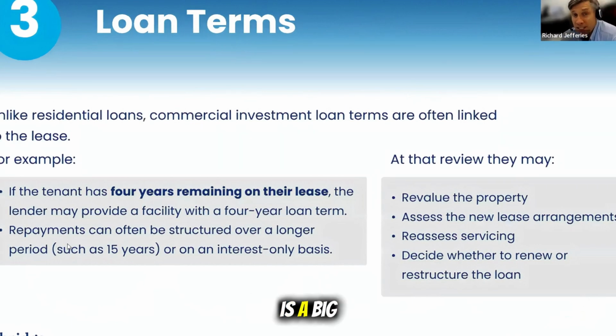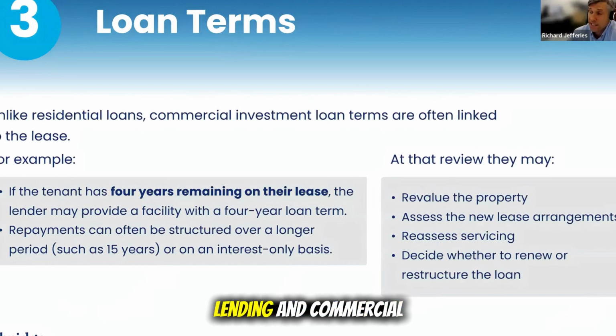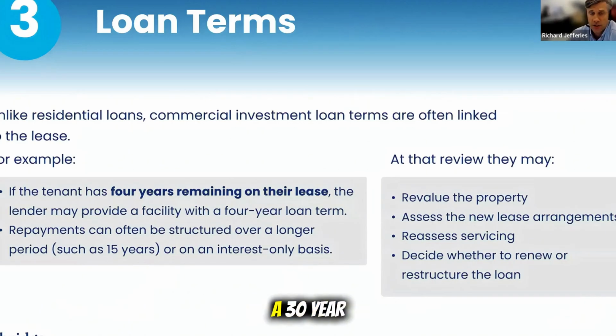The loan terms are a big difference between residential and commercial lending. Residential lending is typically over a 30-year term. With commercial property investment, it's generally over the length of the lease. So if you've got a tenant who's leased a property for 4 years, that's typically the length of the loan.